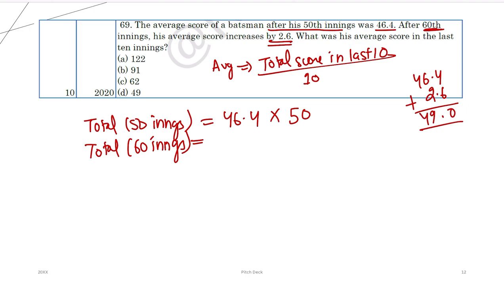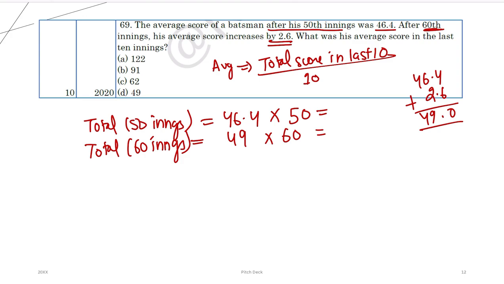So the new average after 60 innings is 49. I hope this is clear. The average was 46.4 and after that it increased by 2.6, so you get 49 as the new average in 60 innings. What is the total score in 60 innings? 49 into 60. Right? Let's solve this.